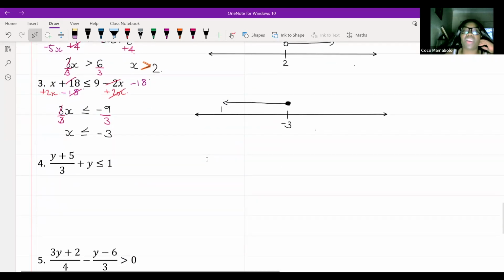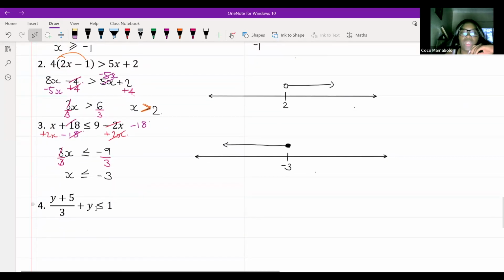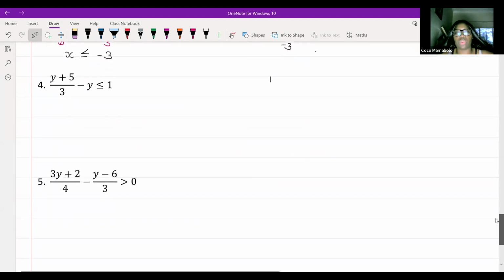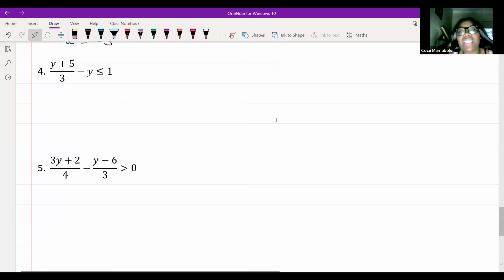All right, I'm sorry, guys. I'm going to do something really nasty. I'm going to change this to a minus. Let's look at question 4 and question 5, because these are actually algebraic fractions.